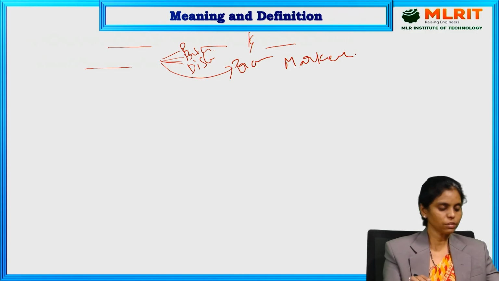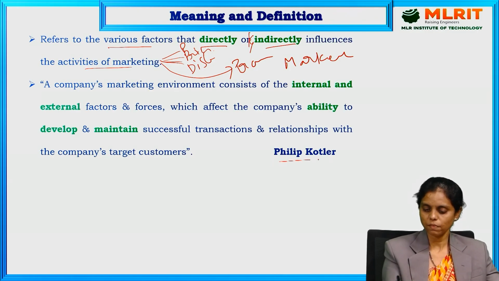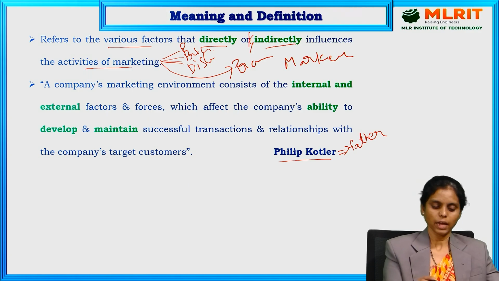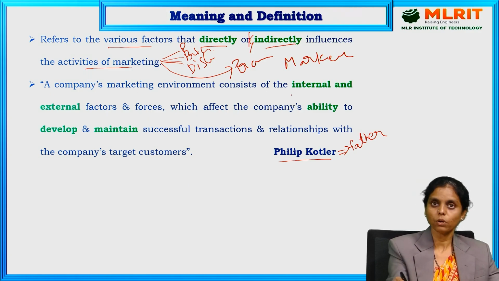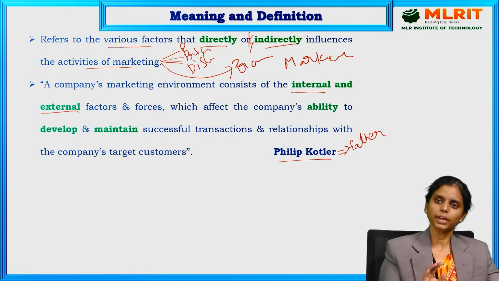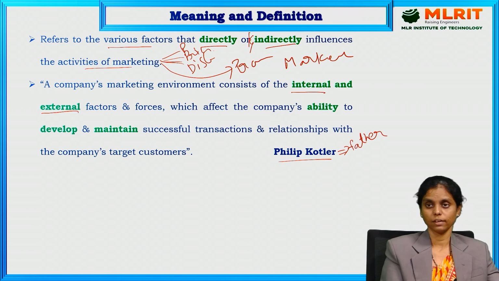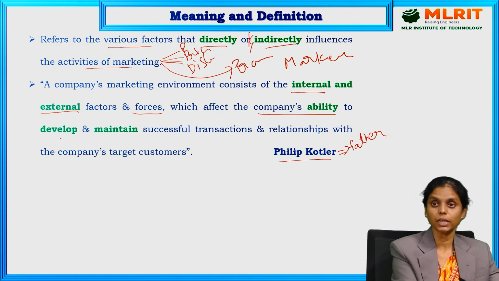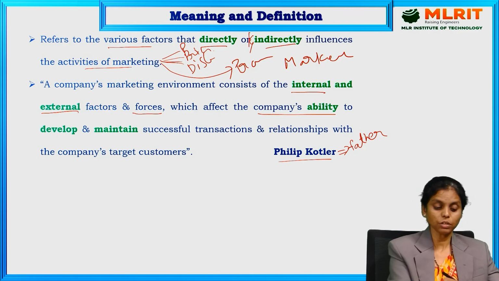There is a specific definition of this marketing environment given by Philip Kotler, who is considered the father of modern management, and he defined it as: a company's marketing environment consists of internal and external factors. That means there are certain internal factors within an organization, as well as certain factors outside of an organization. Both influence factors and various forces which affect the company's ability to develop and maintain successful transactions.